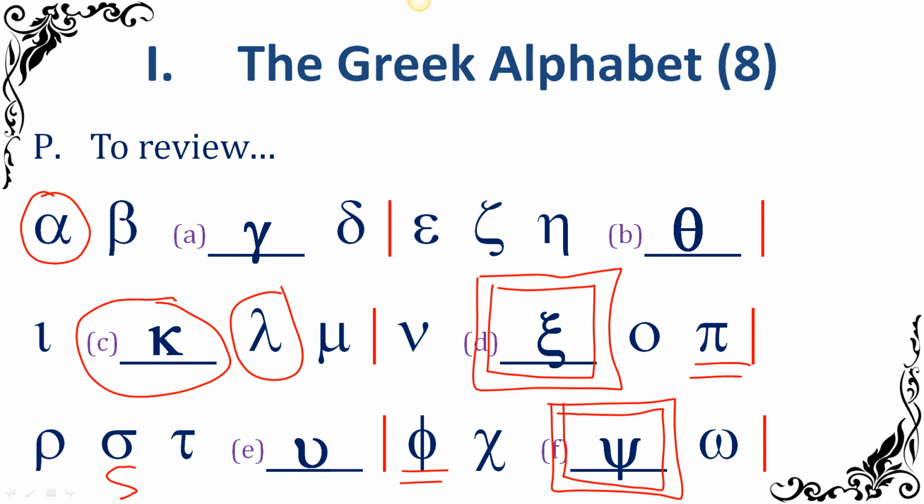All right, one more time. Alpha, beta, gamma, delta, epsilon, zeta, eta, theta, iota, kappa, lambda, mu, nu, xi, omicron, pi, rho, sigma, tau, upsilon, phi, chi, psi, omega. I don't expect you guys to do it that fast. Alpha, beta, gamma, delta, epsilon, zeta, eta, theta, iota, kappa, lambda, mu, nu, xi, omicron, pi, rho, sigma, tau, upsilon, phi, chi, psi, omega.